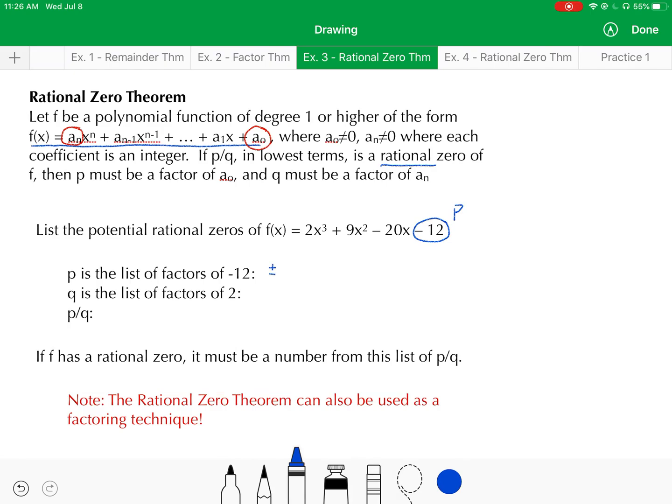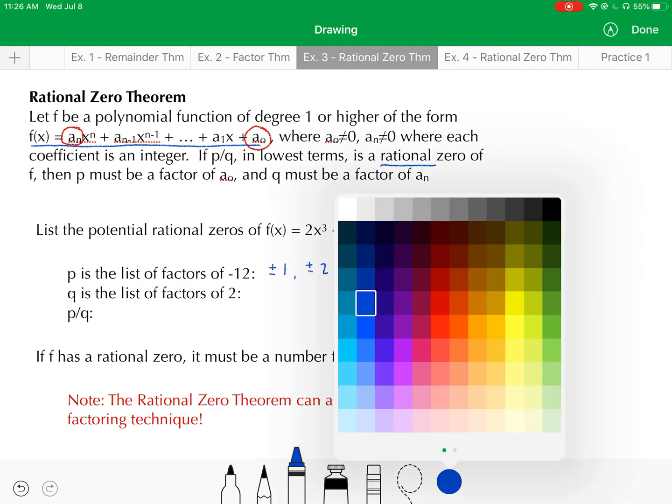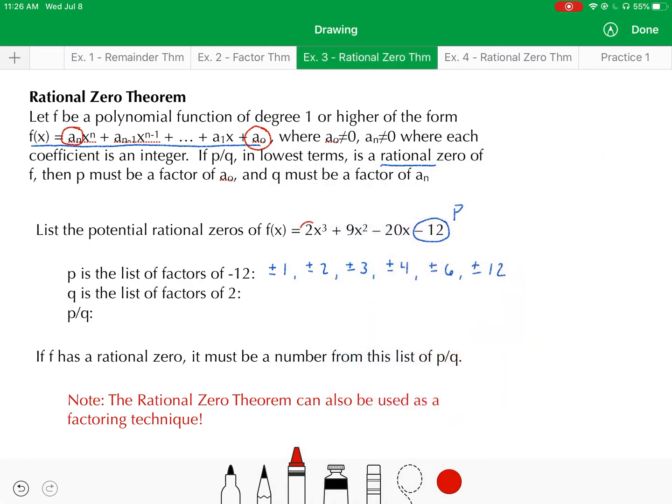So that would include plus or minus 1, plus or minus 2, plus or minus 3, plus or minus 4, plus or minus 6, and plus or minus 12. Those are all of the factors of the p-value of negative 12, okay? And then q is going to be coming from your leading coefficient of the function. All right, now that's 2, which is prime, so the only factors of 2 would be plus or minus 1 and plus or minus 2, okay?